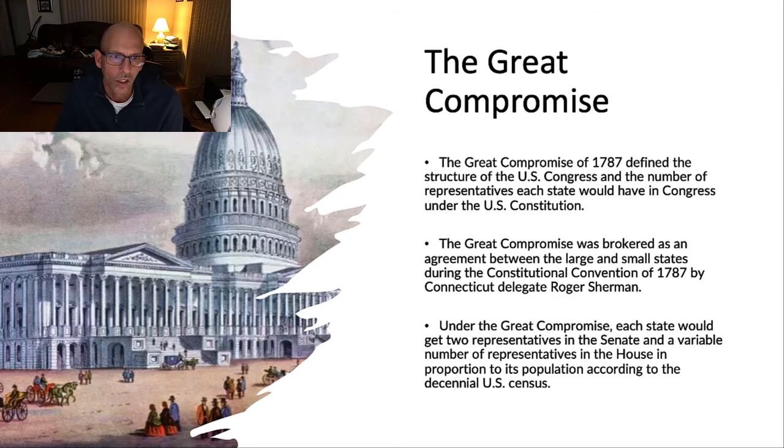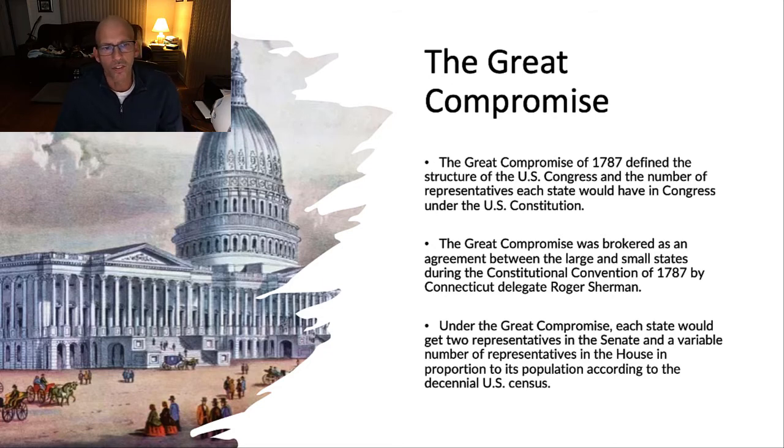According to the United States Constitution, under the agreement proposed by Connecticut Delegate Roger Sherman, Congress would be a bicameral, or two-chambered body, with each state getting a number of representatives in the lower chamber, the House, proportional to its population, and 2 representatives in the upper chamber, the Senate.